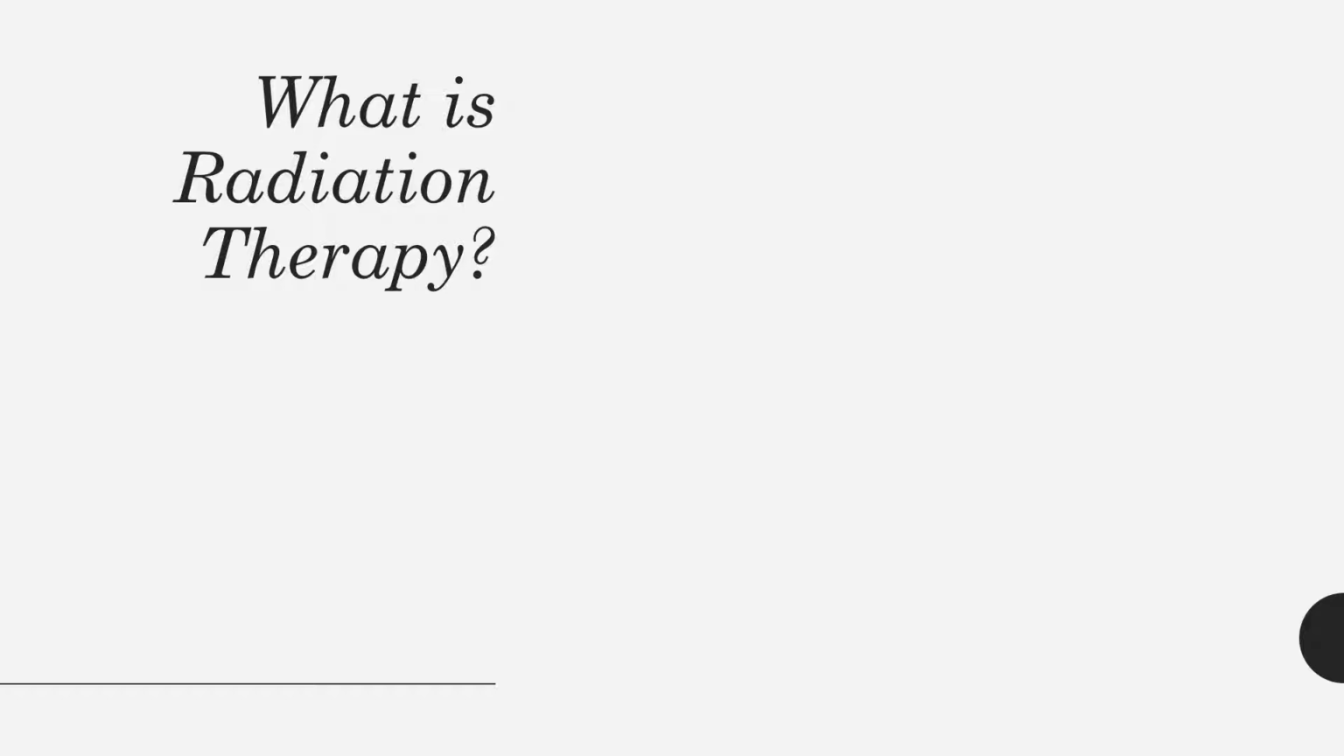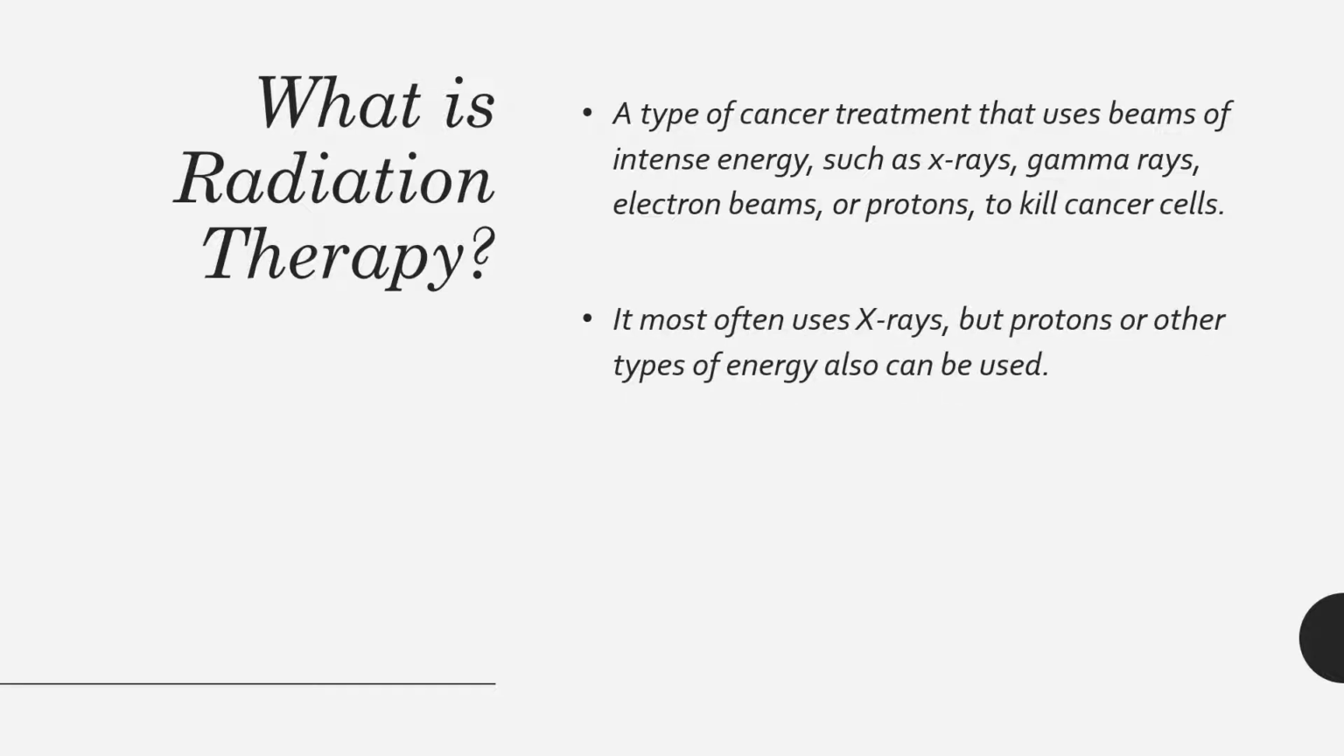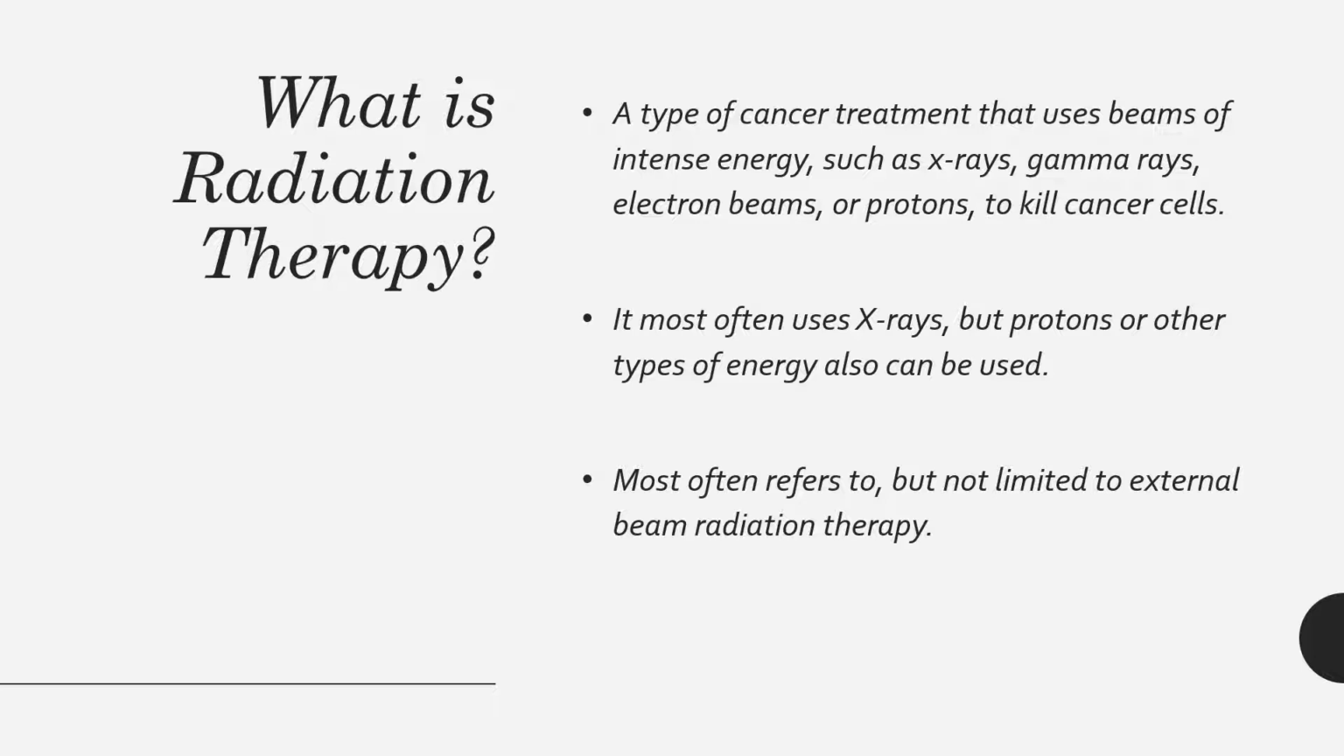What is radiation therapy? Radiation therapy is a type of cancer treatment that uses beams of intense energy such as X-rays, gamma rays, electron beams, or protons to kill cancer cells. It most often uses X-rays, but protons or other types of energy can also be used. And it also most often refers to, but is not limited to, external beam radiation. We'll talk more about the different types of radiation therapy later on in the slides.